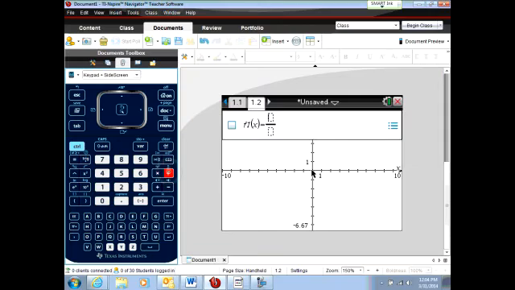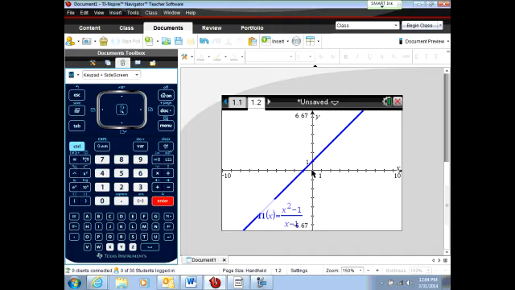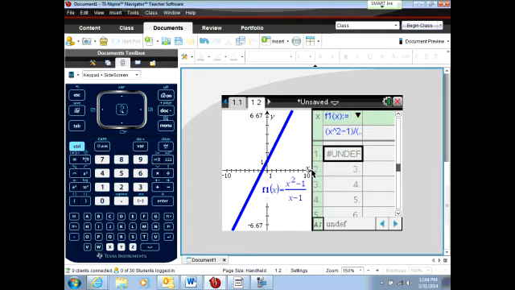And we'll put in x squared minus 1 over x minus 1. And then we're going to look at the table. So we'll do a Control T. Now, the table by default only shows us whole numbers. We want to be able to get x values that get really, really close to 1.